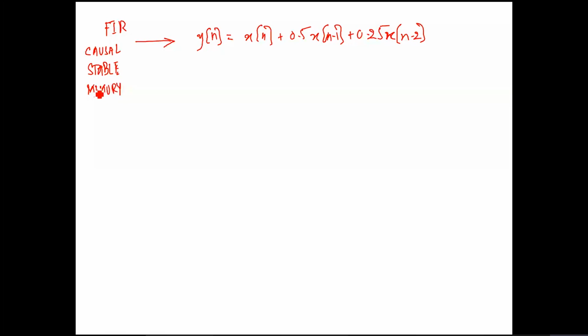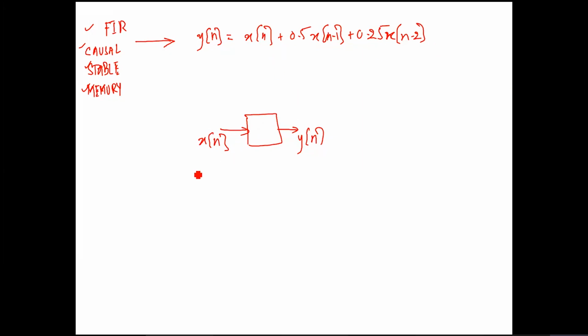So there are so many properties just by looking at the equation. It's an FIR, it's a causal system, it's a memory system. Now, this equation completely defines your system. For any given input, we can find out the output. For any x of n, we can find out y of n. So whatever x of n is given, just add it here and you will find out your output.